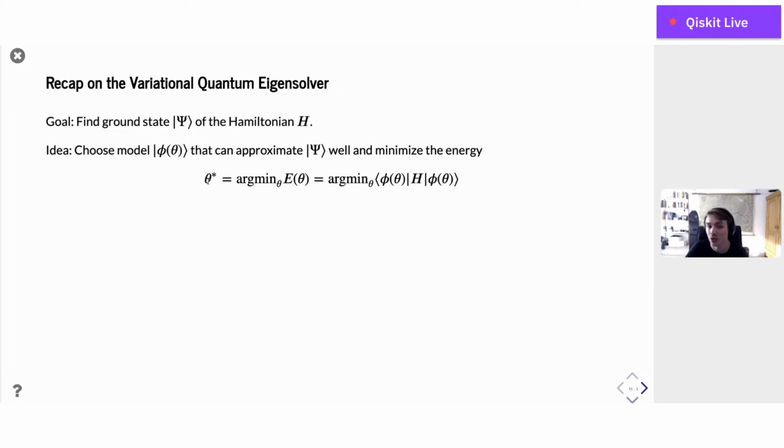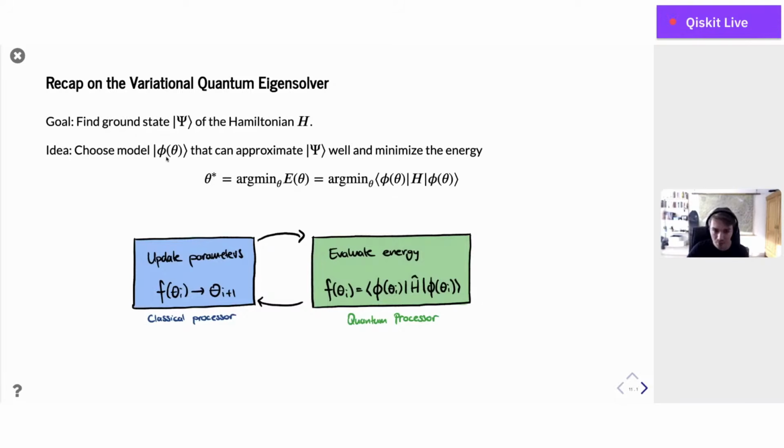So to find the best parameters, all you have to do is minimize the energy, which is just the expectation value of the Hamiltonian given your model. Of course, this strongly depends on the ansatz that you have and how well the ansatz can approximate the actual ground state. VQE is then implemented as a feedback loop between a classical processor and a quantum processor, where the classical processor does what it can do best. It optimizes the values, as in it takes the function value and suggests new values for the parameters. And the quantum processor does what is very difficult for the classical one, which is calculating the expectation value of the Hamiltonian.